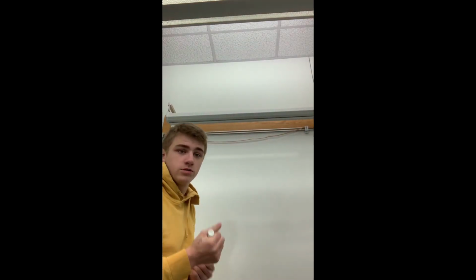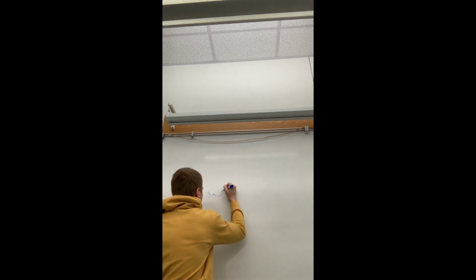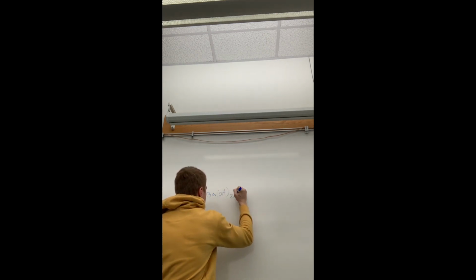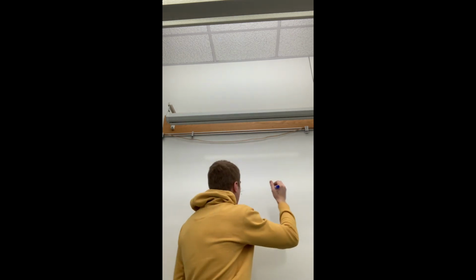When we look at starting to balance this reaction, we've got to start off with the reaction, of course. So we're going to start off with Ba(OH)2 plus HNO3.